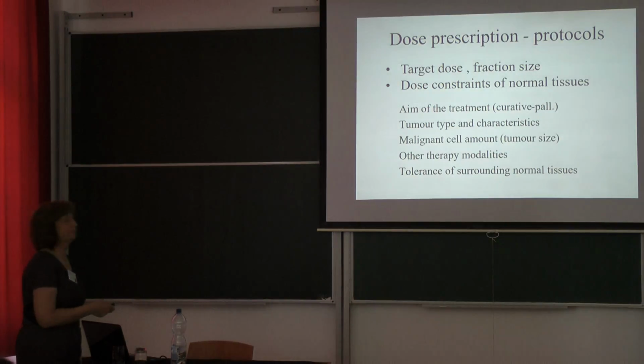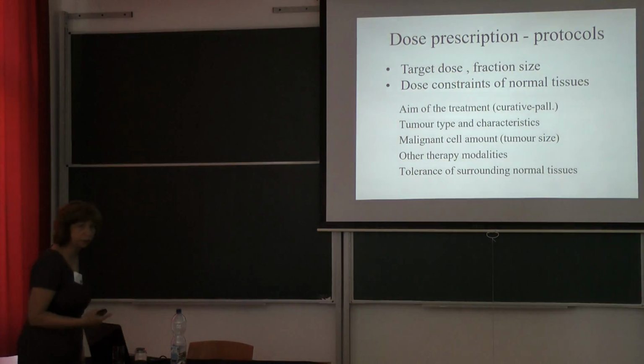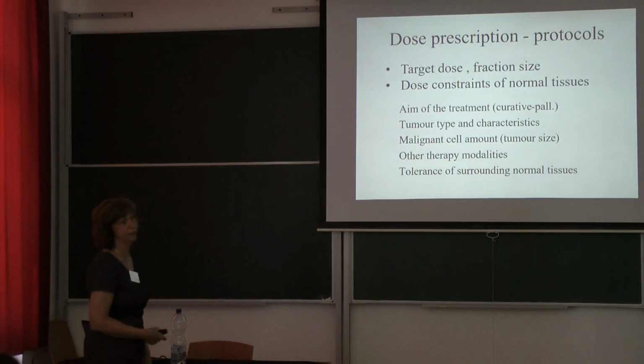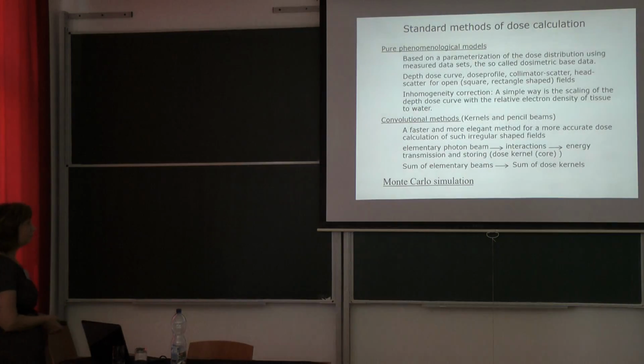So finally, I have to define very carefully all of the dose of the target, the fraction size, and the dose constraints, and I get as a help national guidelines, tumor type, and so on, and I have to take into consideration additionally the other therapy modalities which the patient receives. For example, if the patient receives additional chemotherapy, which is acting as a radiosensitizing agent, I have to take into account.